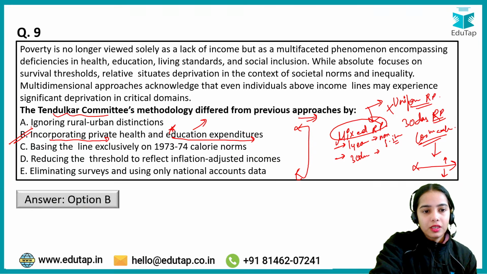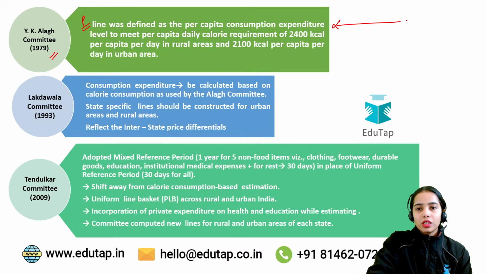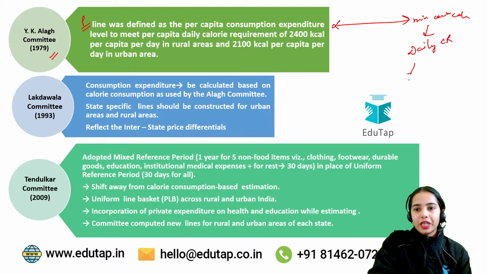Very good, everyone. Chalo. So the Vaikela Committee gave the poverty line on the basis of the minimum consumption expenditure that is required to meet the daily calorie requirement of 2100 calories in the urban area and 2400 calories in the rural area.